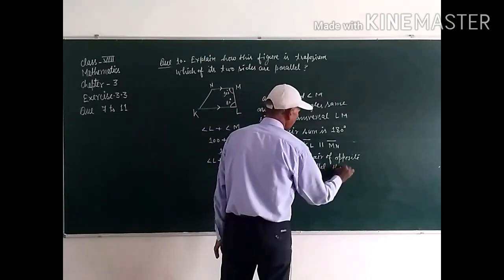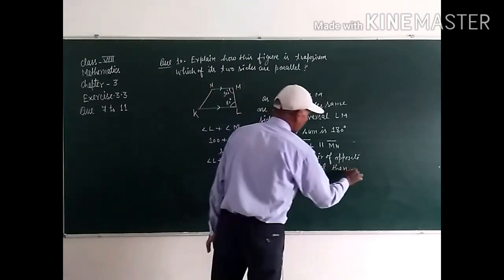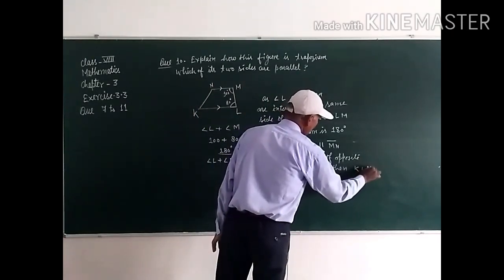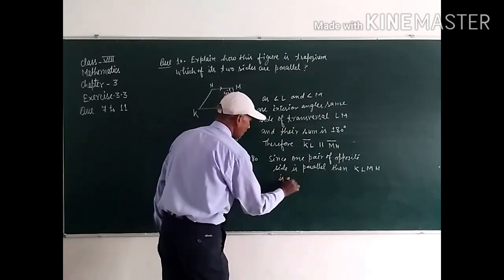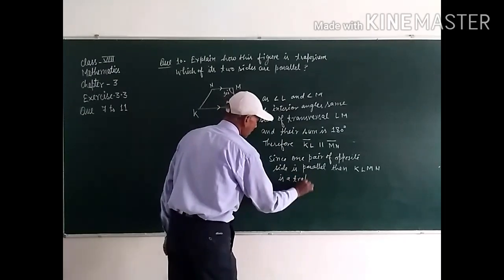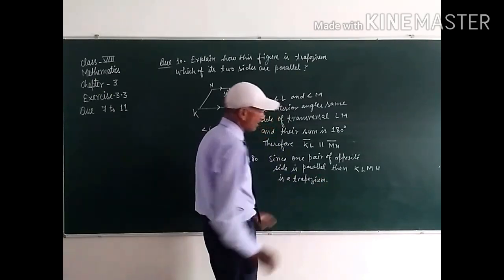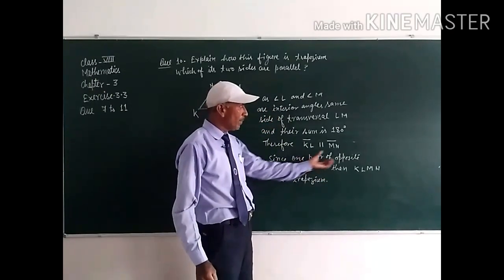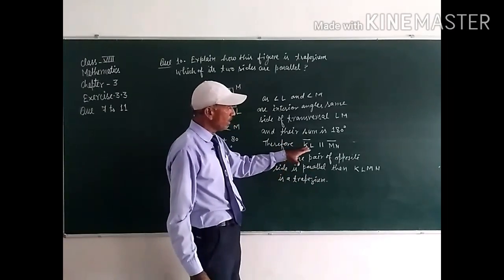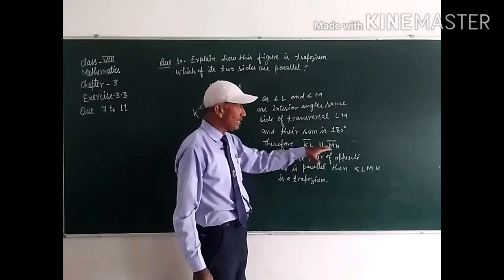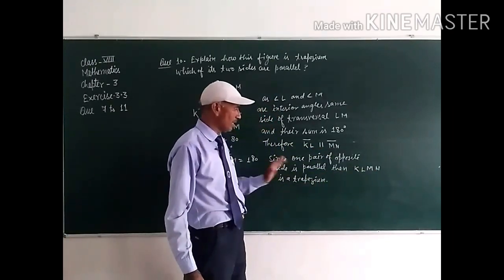then this figure KLMN is a trapezium. For a trapezium, it is necessary to have one pair of opposite sides parallel to each other. So, in this figure student, line KL is parallel to MN, therefore, KLMN is a trapezium.